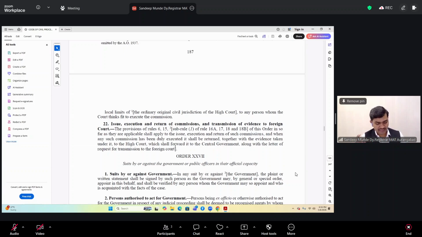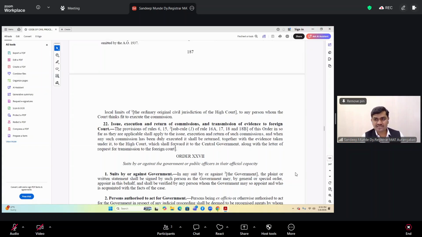What are the essential ingredients to be mentioned in the notice? The name, description, and place of residence of the plaintiff, and the relief which he claims, and the plaint shall contain a statement that such notice has been so delivered or left. Unless he gives such notice, you can't file the suit against the government.